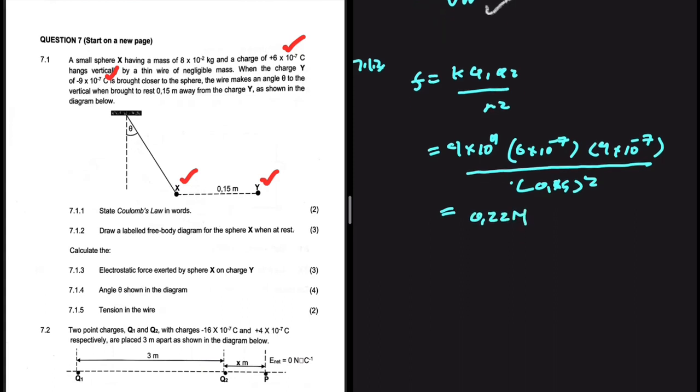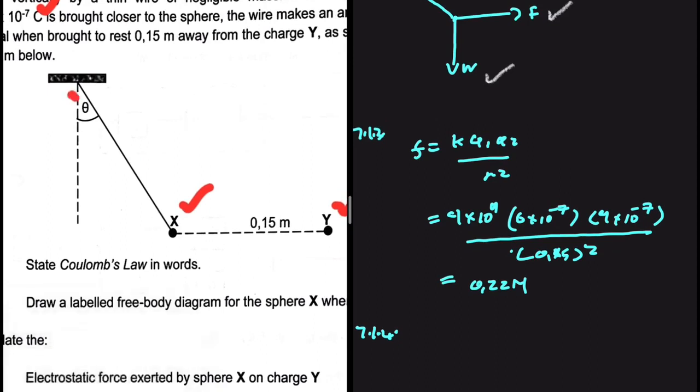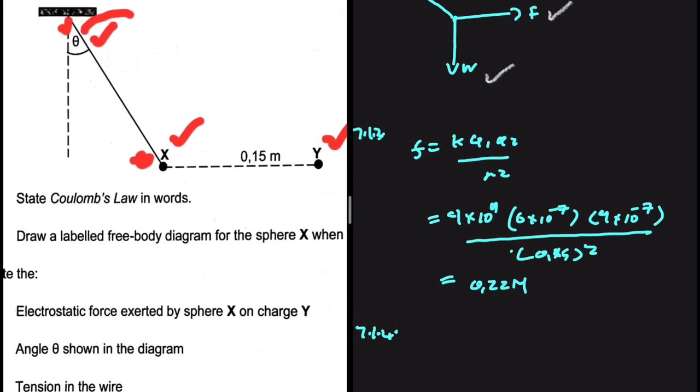0.22 newtons. Let's go ahead and do 7.1.4. Let's calculate the angle theta shown in the diagram. So our angle theta is between the y-axis and the tension. Usually our angle is here. When our angle is there, between the x-axis and the tension, to find the x component, we would use cos, and to find the y component, we would use sine. But if it is up there, then it is the other way around. For x, we're going to use sine, and for y, we're going to use cos. Right, that is something to think about.